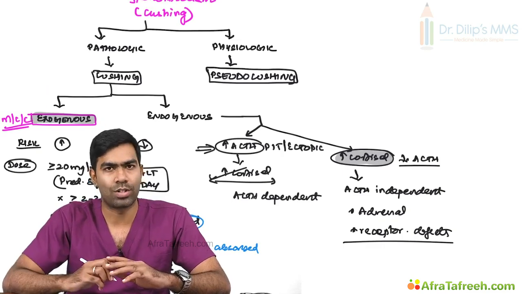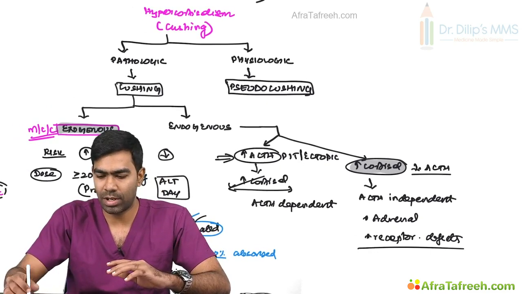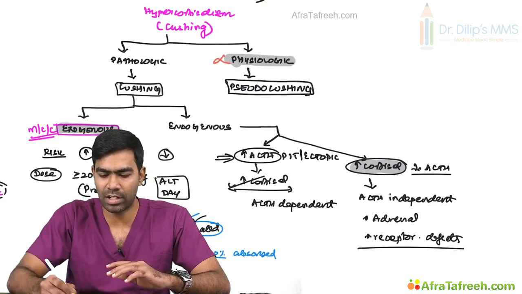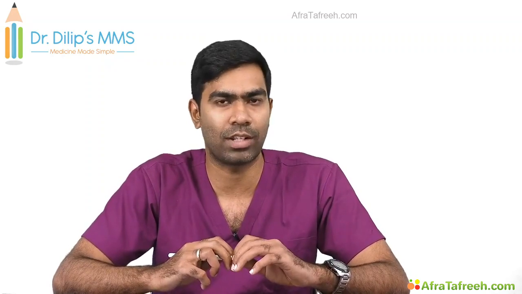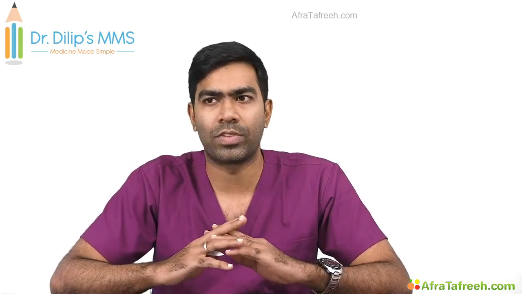So what about pseudo Cushing's? Pseudo Cushing's is nothing but a physiologic hypercortisolism. Remember, these are major confounders for Cushing syndrome diagnosis, because many patients with pseudo Cushing's may mimic an actual Cushing syndrome or a pathologic Cushing's. So that is why it's better to do some test to differentiate if you have suspicion, or you can wait for some time and start evaluating for Cushing syndrome once the illness is over.